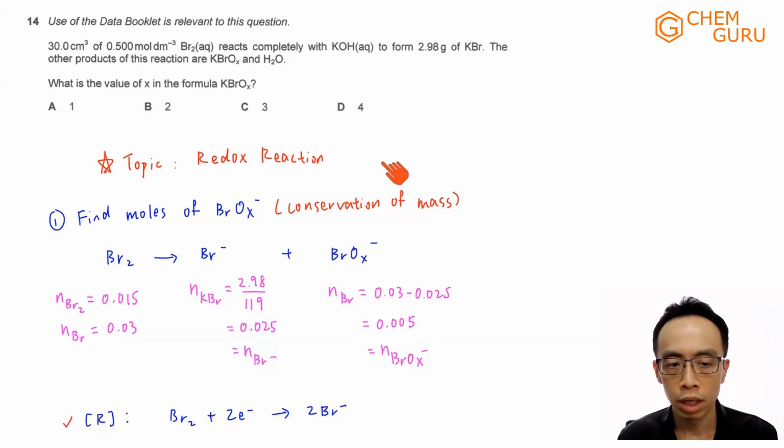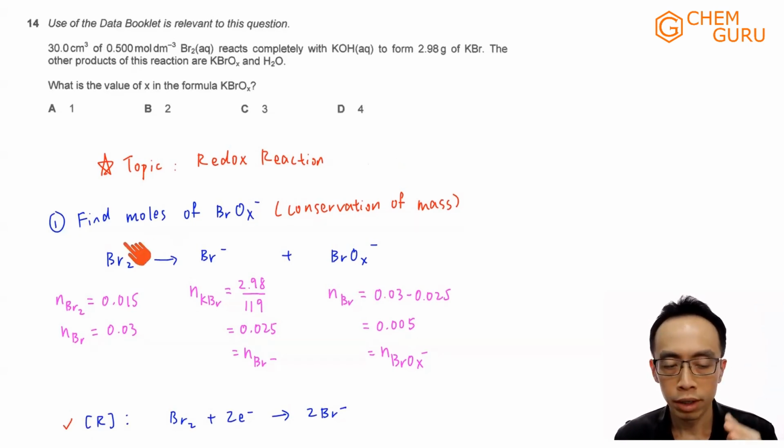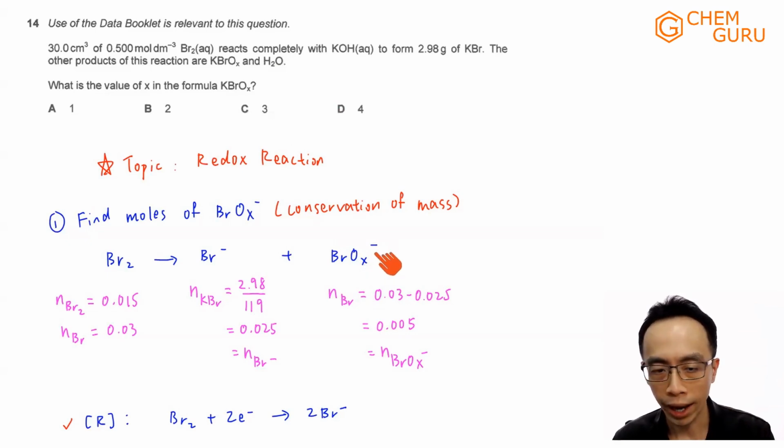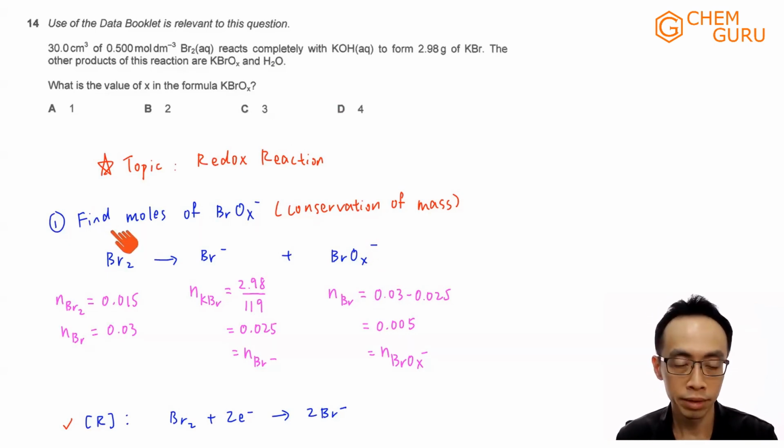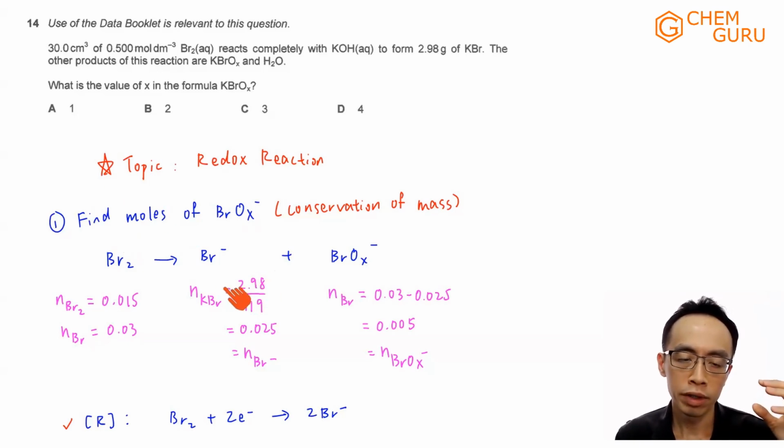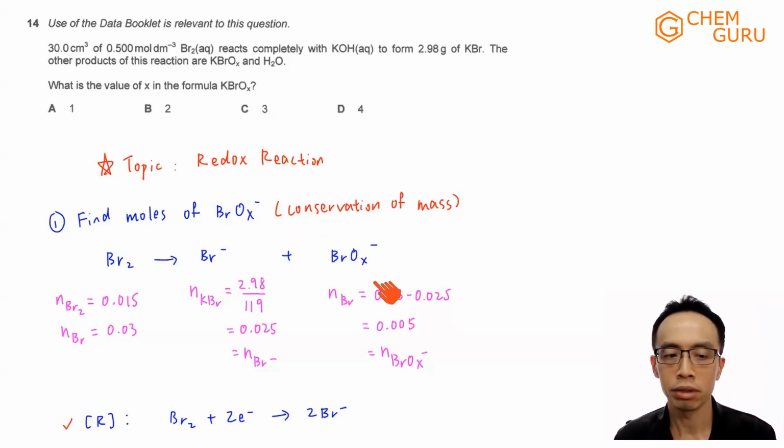So first thing is, we know that based on the question given, I have bromine, Br2, reacting to form Br minus. K plus is stable, we can ignore that. To form Br minus and your BrOx minus. From the number of moles of bromine in the reactant, I can figure out the number of mole of the bromine in both products, Br minus and BrOx minus. Because by conservation of mass, the total mass of the bromine in the reactant has to be equal to the total mass of bromine in the product.